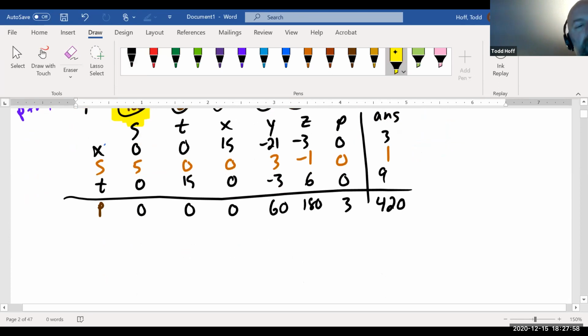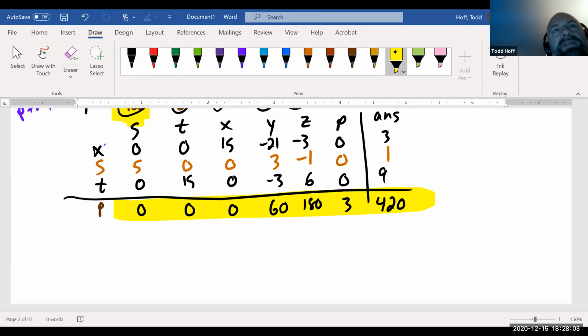Now we have reached the spot where there are no negative numbers in the bottom row, which means we're done. We can read our answers. Now here's the part that's different. Since this is a dual problem, we read our answers differently.